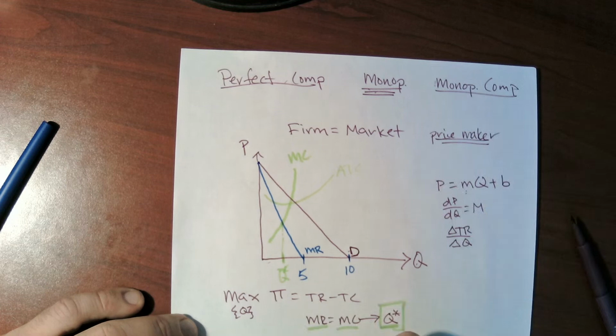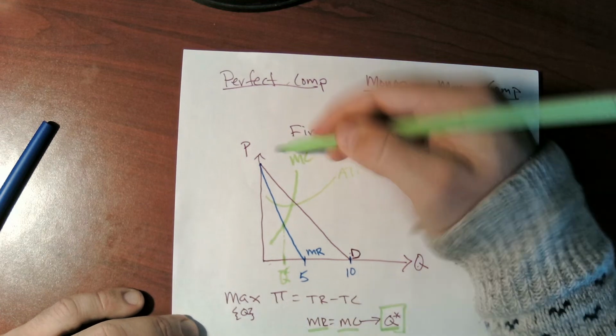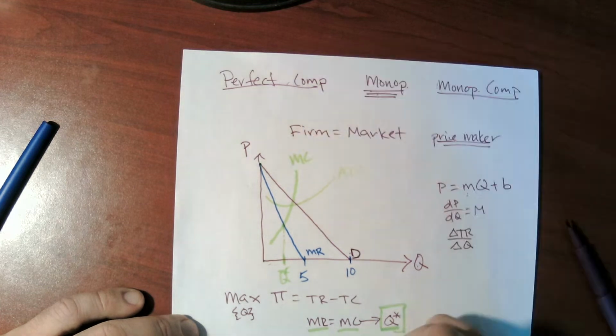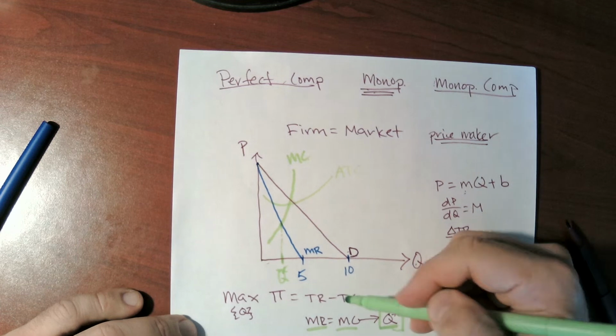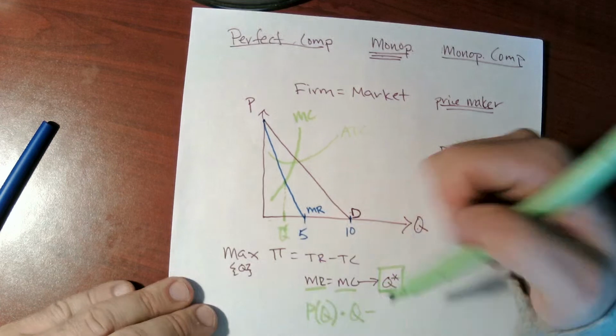Remember, total revenue is price, which in this case is a function of Q, determined by our demand curve, times Q, minus total cost. I'm going to write everything in terms of Q here.